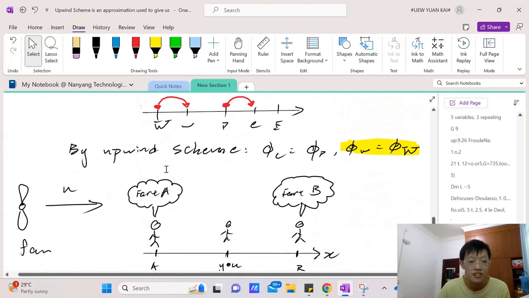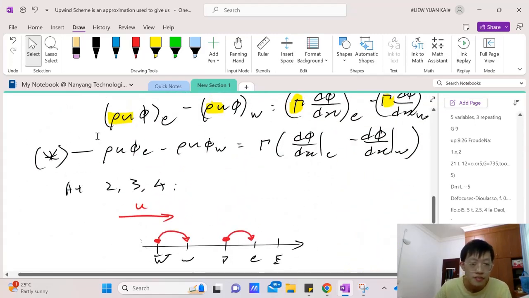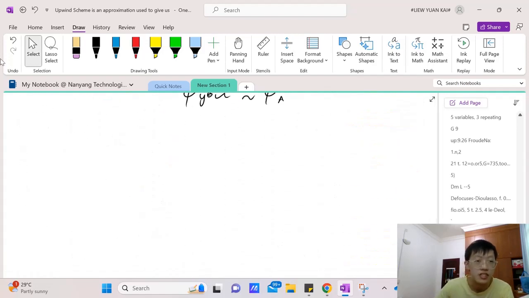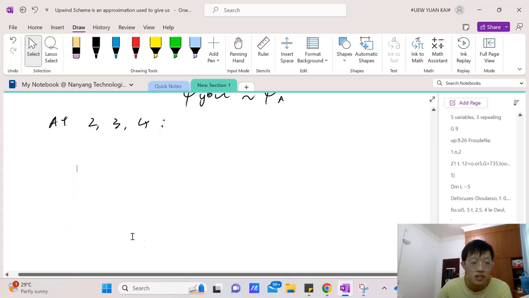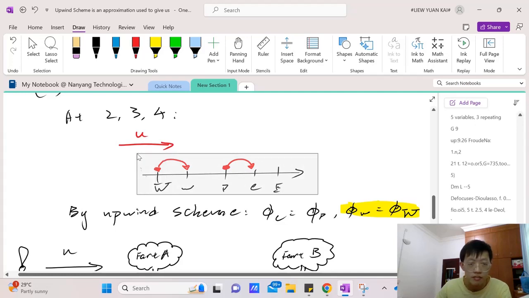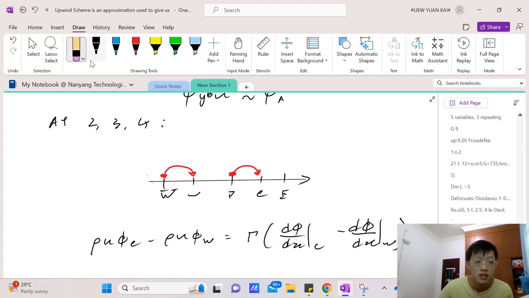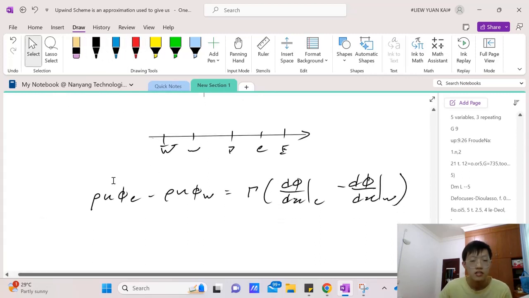So let's go ahead and continue with our stuff. Knowing this, let me go back. So let me start again. At 2, 3, 4, normally in the exams, what you would do is you write at 2, 3, 4. You give them the differential equation, and you can use this diagram.